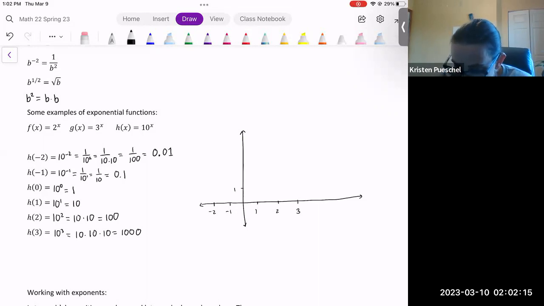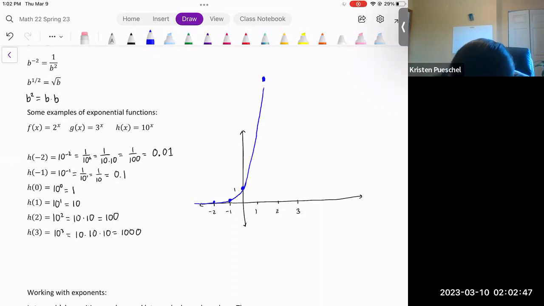So let's see. We know that h at 0 is equal to 1. h at -1 is 0.1. h at -2 is 0.01. So that's very, very close to 0. Quite small. h of 1 is 10. So that's like all the way up here. It's huge. And so this is kind of a characteristic shape of our exponential graphs.